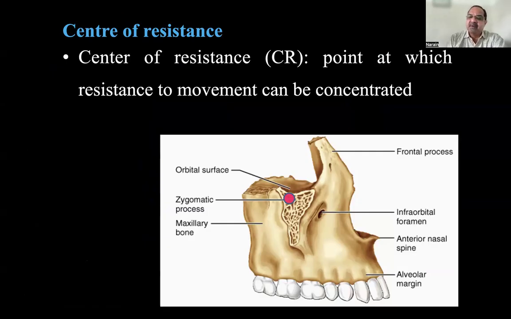biomechanics. First of all, I'm sure that all of you, or at least most of you, are third year students. And so you would definitely have an idea about the basics of biomechanics. I would just like to define what is center of resistance and moment, and then we can continue. The center of resistance of a body is the point at which there is a resistance to movement. So this is the center of resistance of the maxilla.